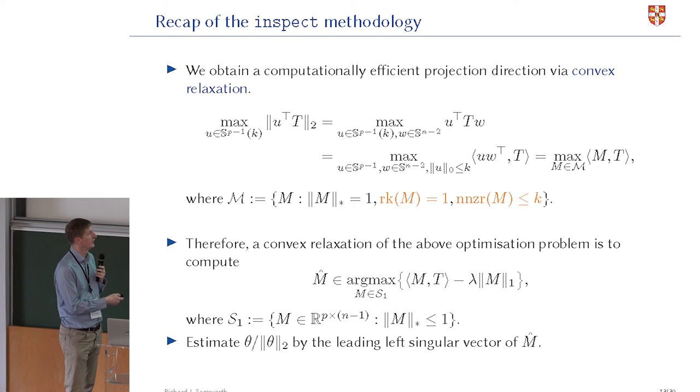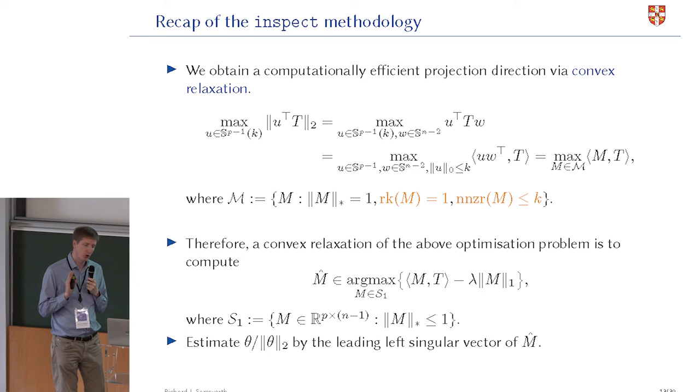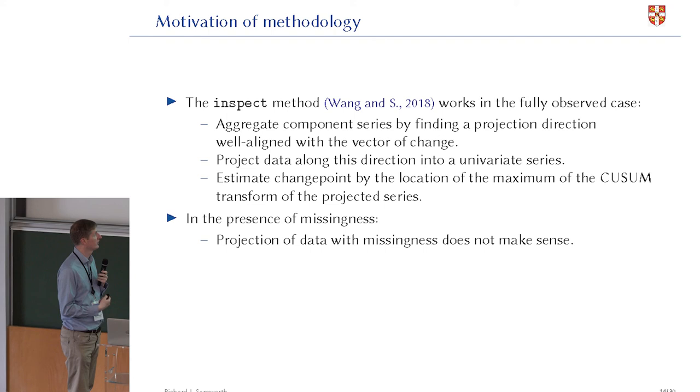So that's a very quick recap of how the original inspect algorithm works, how we compute the projection direction. And then once we've done that, we project the data along this direction to form a univariate series, and then we can estimate the change point location by the maximum of the absolute value of this CUSUM transformation.